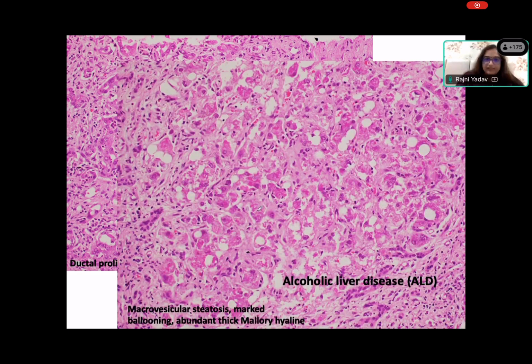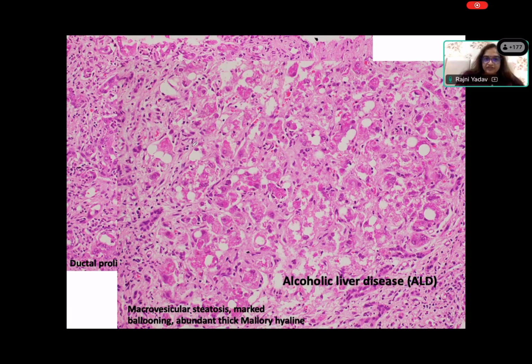If you look at the lobule, we have again fibrosis here, and see none of the normal hepatocytes are visible. So you either have these steatotic vacuoles or you have this pink coarse deposits. So these are the Mallory-Denk bodies. So this is abundant, coarse, ropey Mallory-Denk deposition. It is too abundant. So see all the hepatocytes, they are full of these pink structures. And then they are swollen.